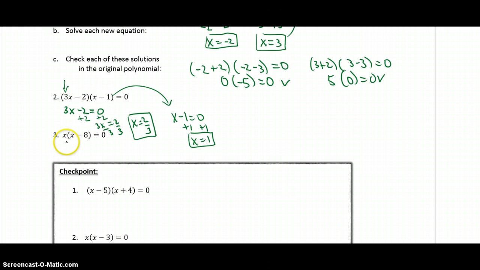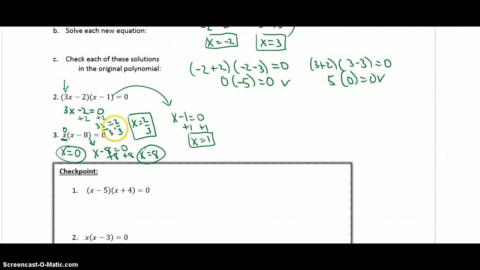If you look at number 3, it's a little bit different. For our first part of the polynomial, we don't need parentheses because we're not adding or subtracting anything from x. It's just x, and therefore x would just equal 0. Imagine putting a 0 here. No matter what is in those parentheses, 0 times anything is 0. So 0 is one of the solutions. The other solution comes from x minus 8 equals 0. We can just add 8 and get x equals 8. So this one still has two answers. There are two x's in the problem. x equals 0 and x equals 8.